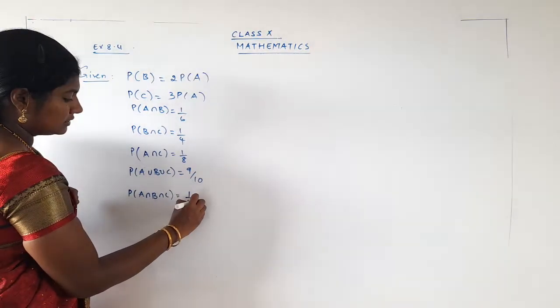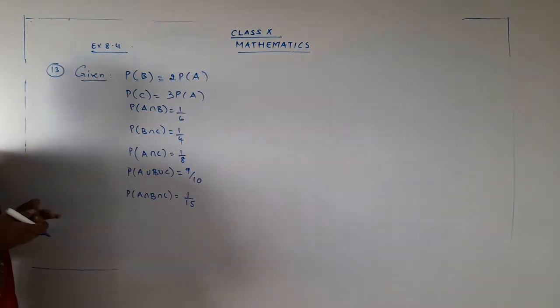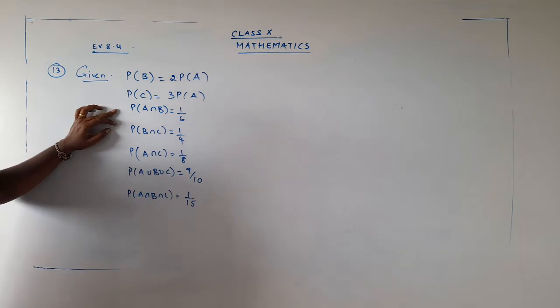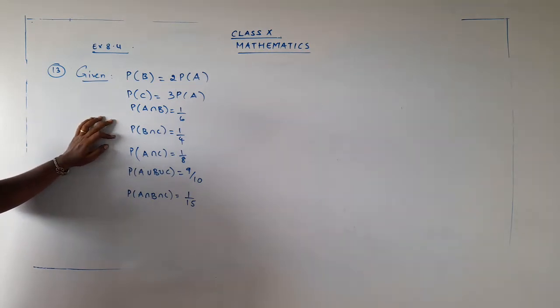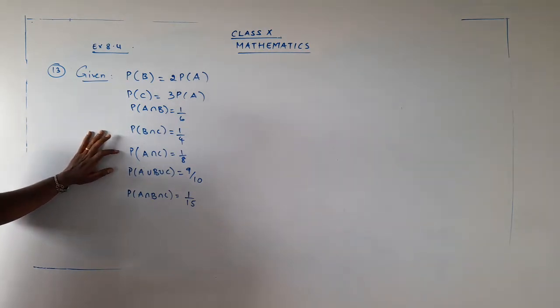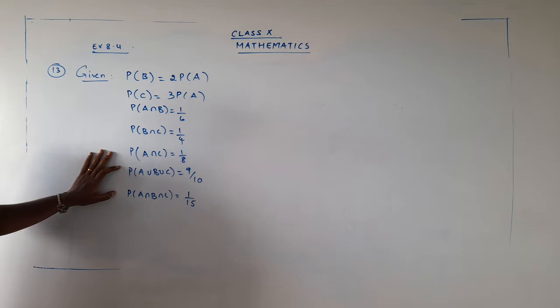So this is what is given to us. So many details are given to us. So P of A intersection B is 1 upon 6. P of B intersection C is 1 upon 4. P of A intersection C is 1 upon 8. P of A union B union C is 9 upon 10. P of A intersection B intersection C is 1 upon 15.